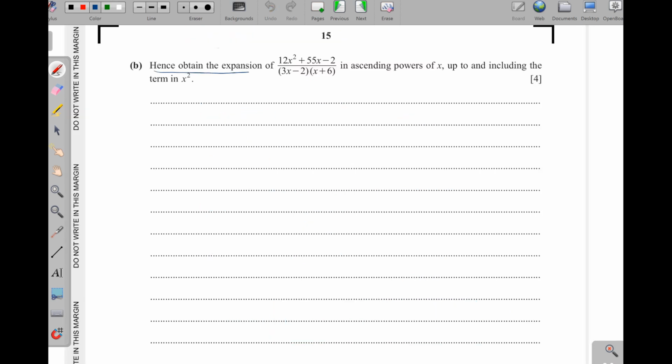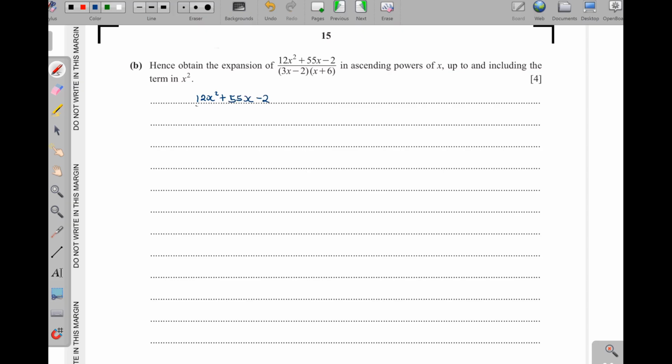Now part B, you see that it is coming from binomial expansions. They are saying hence obtain the expansion, this one in ascending powers of x up to and including the term in x squared. This one here, 12x squared plus 15, it's 55.